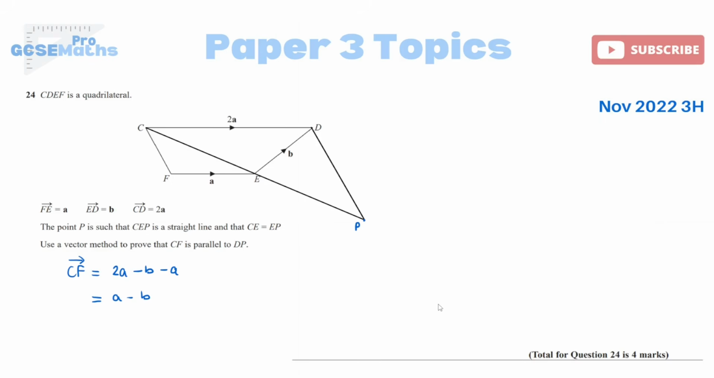That's definitely going to be 1 mark at least. Now I want to find the vector for DP so that I can compare them at the end. What I could do is, walking from D, I could come down minus B and then along to P.